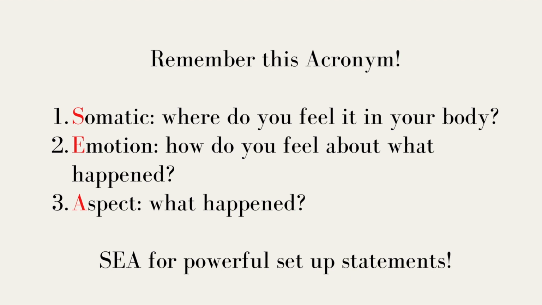So let's do an example together. Let's say that your client is coming to you because they feel very angry because their arch enemy threw coffee in their face, and now your client feels anger in her stomach. So this is our SEA. We have the somatic being the stomach. She feels the anger in her stomach. We have the E, which is the anger that she feels, and the aspect is the throwing of the coffee in her face. Let's assume that it's a visual aspect that she's remembering. Okay, so this is our goal.